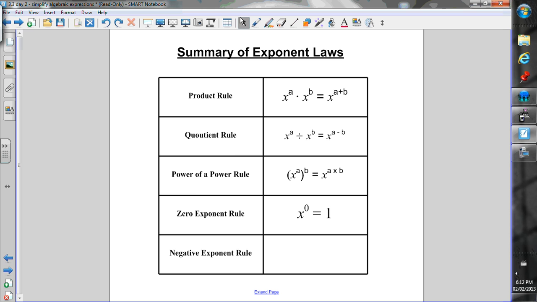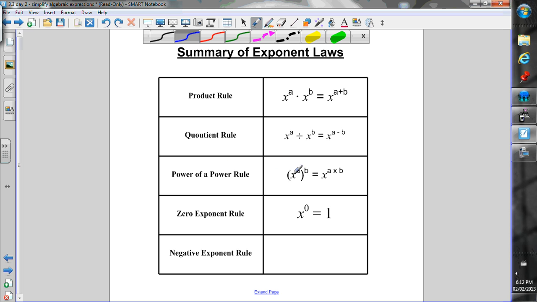The product rule tells us that when we multiply powers to the same base, you keep the base the same and you add the exponents. So x to the a times x to the b is equal to x to the a plus b. The quotient rule tells us that when we divide powers that have the exact same base, you keep the base the same and you subtract the exponents. x to the a divided by x to the b is equal to x to the a minus b.